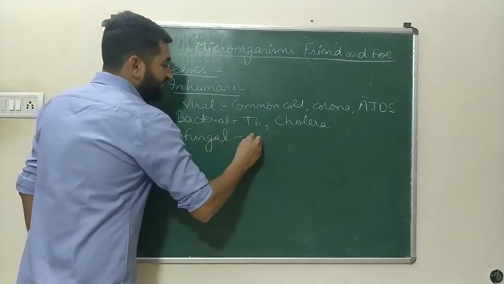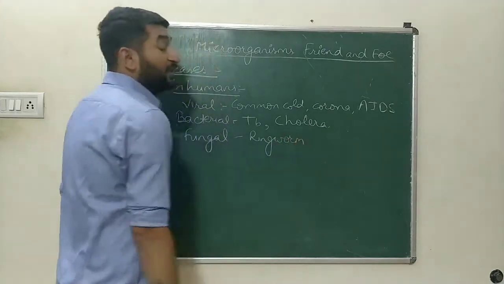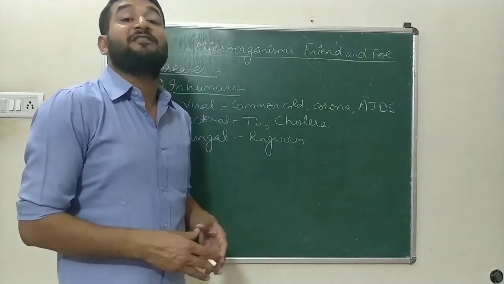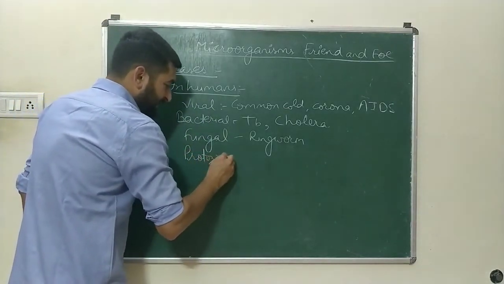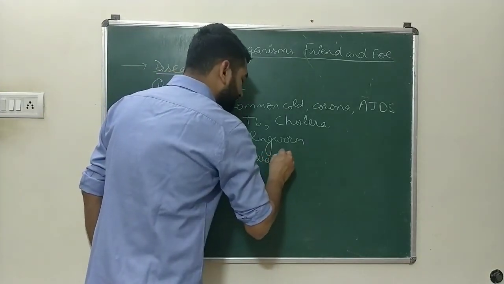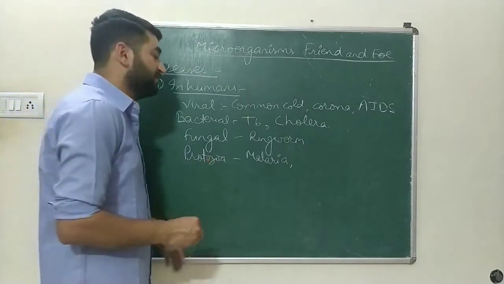In human beings, fungus usually causes ringworm. That is known as athlete's foot. So that's a disease which is caused by a fungus. Protozoa cause certain diseases like malaria. Malaria is caused by a protozoan whose name is Plasmodium.